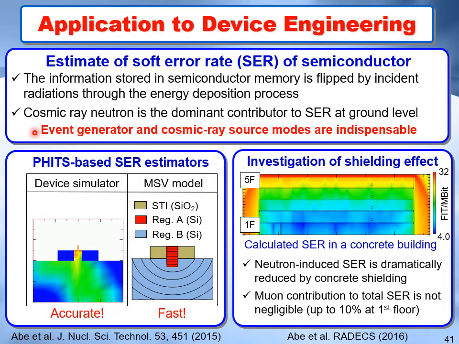Two PHITS-based SER estimators were developed based on a device simulator and the MSV model, which are accurate and fast, respectively. Using these methods, the shielding effect was investigated by calculating SER in a five-floor concrete building, and found that neutron-induced SER is dramatically reduced by concrete shielding, and muon contribution to total SER is not negligible inside the building, up to 10% at first floor.